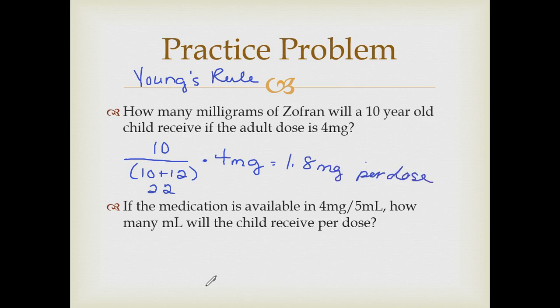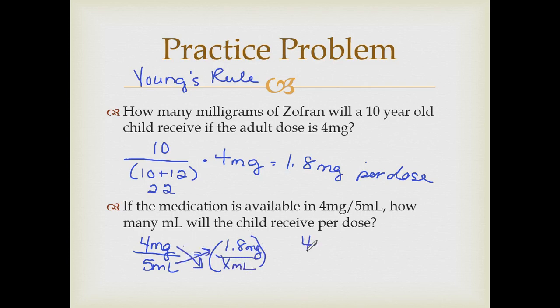Now if I were to solve for a dose, if the medication was available in 4 milligrams per 5 ml, I know that there's 4 milligrams per 5 ml, which means that the 1.8 milligrams per dose will be contained in X ml. I'm going to go ahead and cross multiply. I get 4x is equal to 1.8 times 5, which will give me 9. I'm going to divide both sides by 4, and I get x is equal to 2.25 mLs.